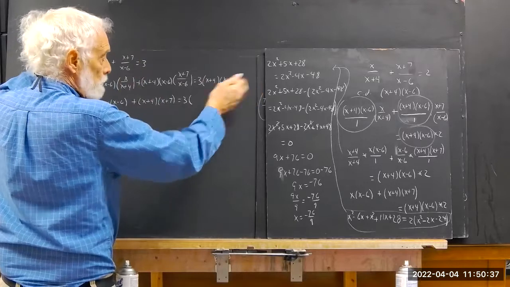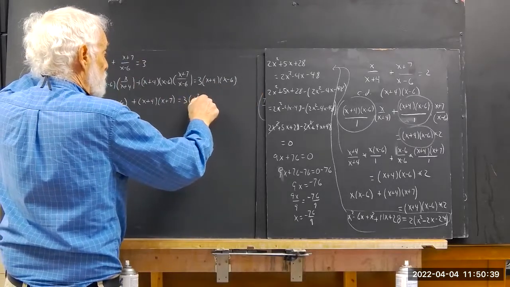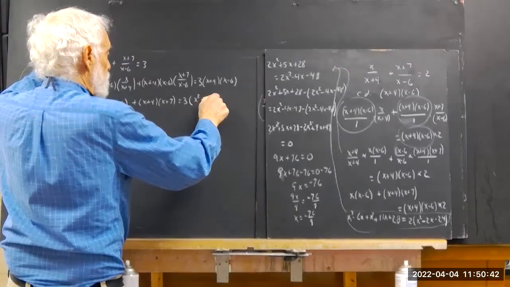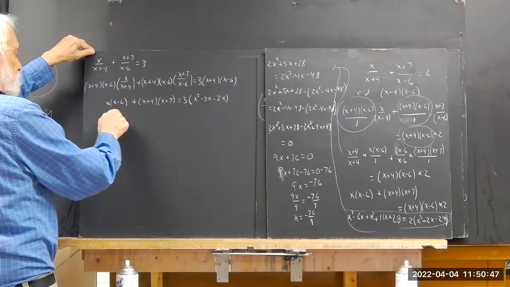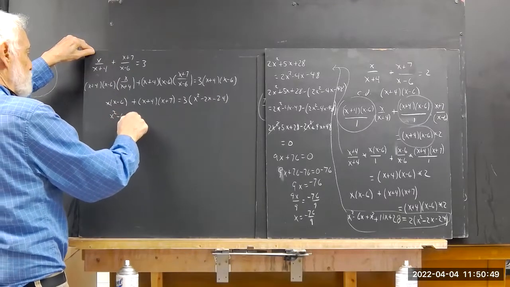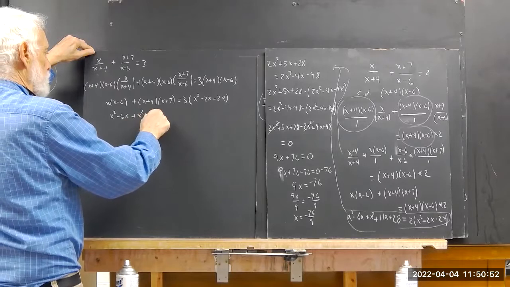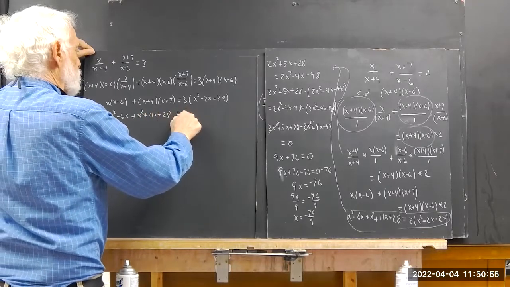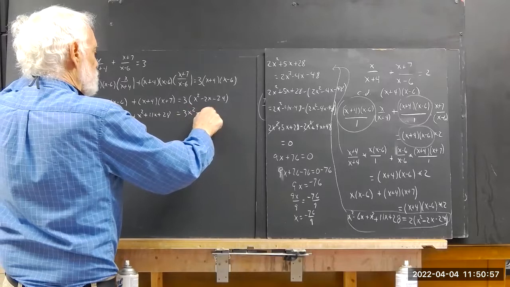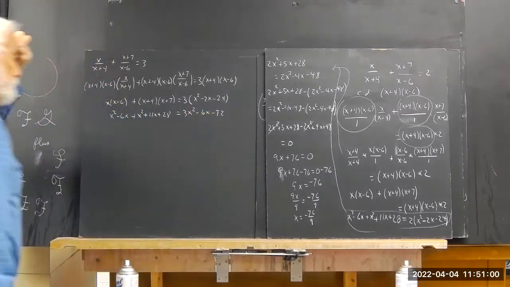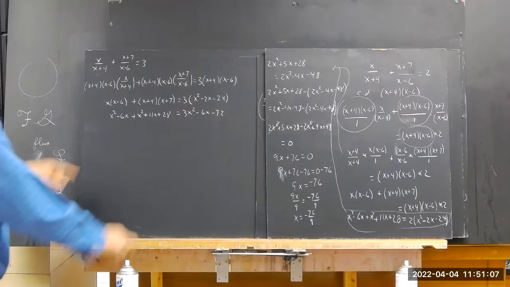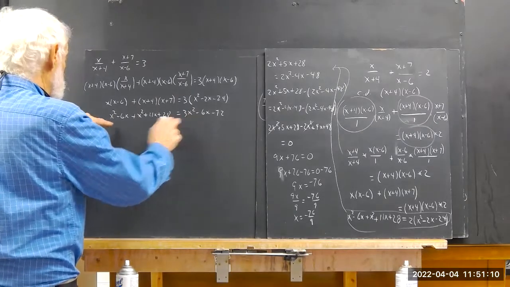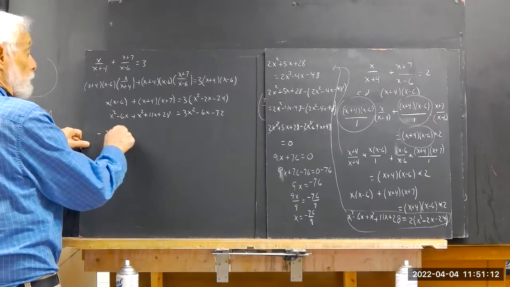At this stage, I go ahead and multiply this out. x squared minus 2x minus 24. Then I multiply these out. I get x squared minus 6x plus x squared plus 11x plus 28 equals 3x squared minus 6x minus 72. Then I subtract this from both sides. Now I can do that. I can match up my squares. If I subtract this from both sides, I'm going to end up with minus 2x squared.